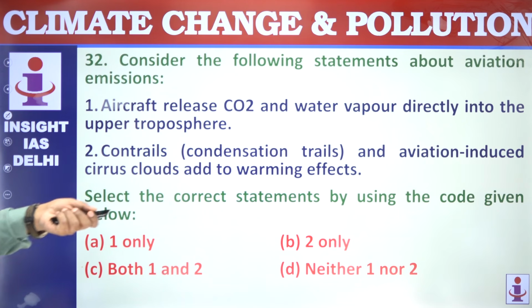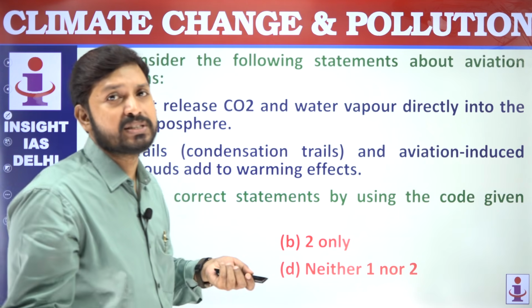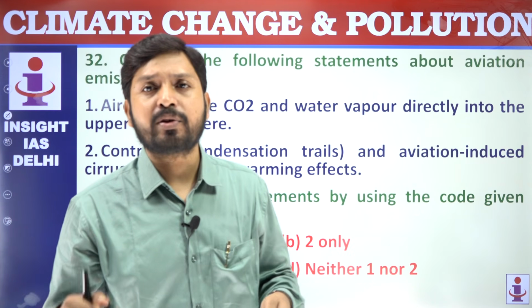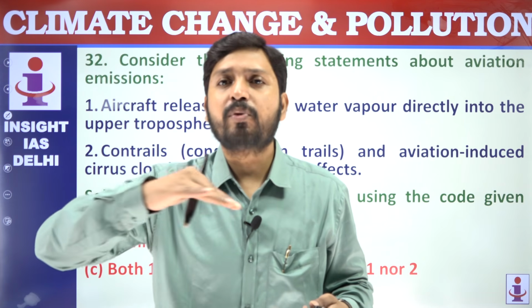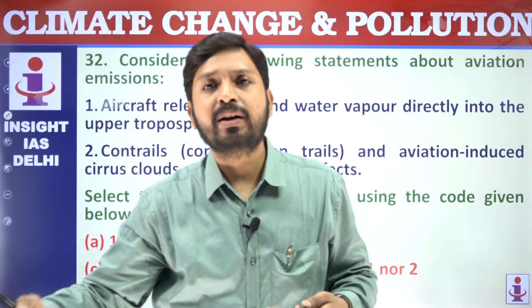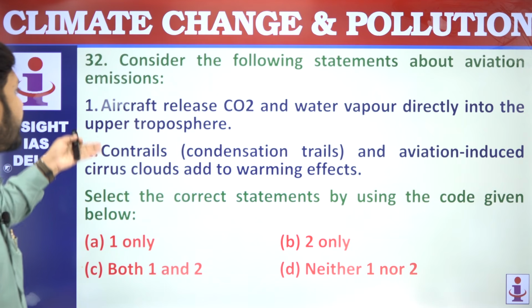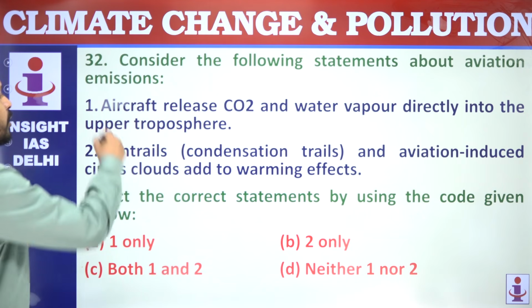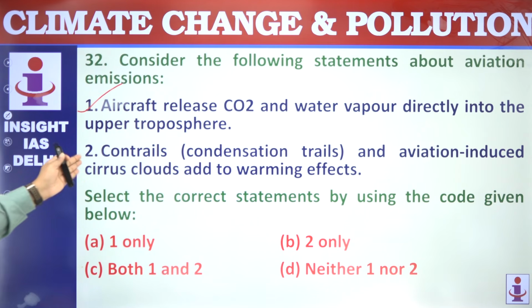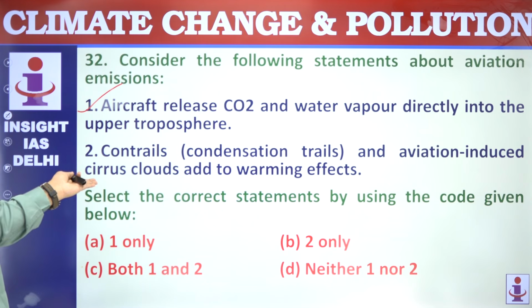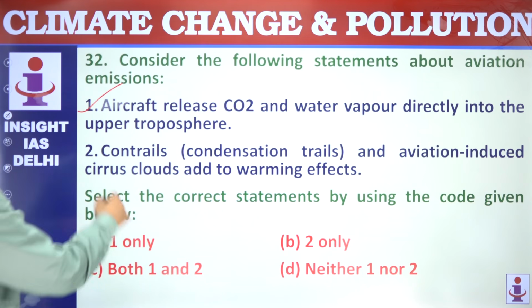Consider the following statements about aviation emissions. Aviation emissions are nothing but the emissions coming from aeroplanes or jets. In general, in the exhaust that is coming out, mostly water vapor will be there, carbon dioxide, nitrogen related compounds, everything. So let's read this one. Aircraft releases carbon dioxide and water vapor directly into the upper troposphere. This is the right statement. Just now we have seen contrails or condensation trails, and aviation induced cirrus clouds add to the warming effect. This is also right.